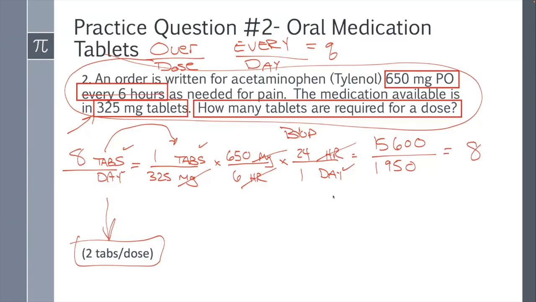And that is going to be 8 tablets per day. That is exactly how many tabs my patient is going to get. Okay.